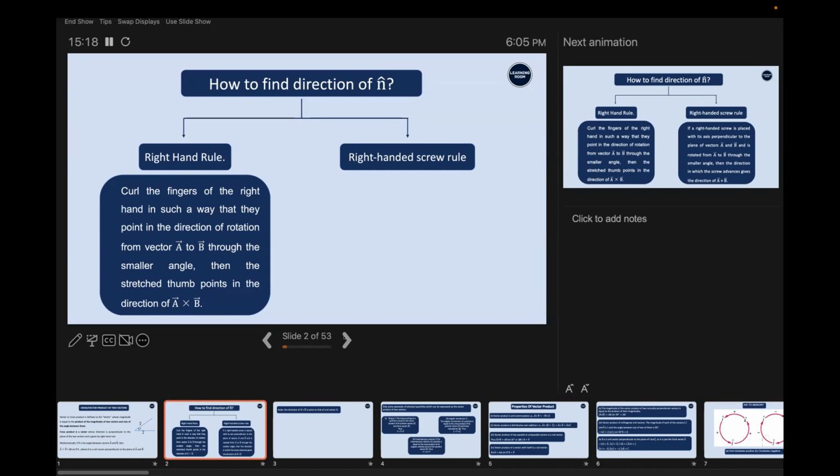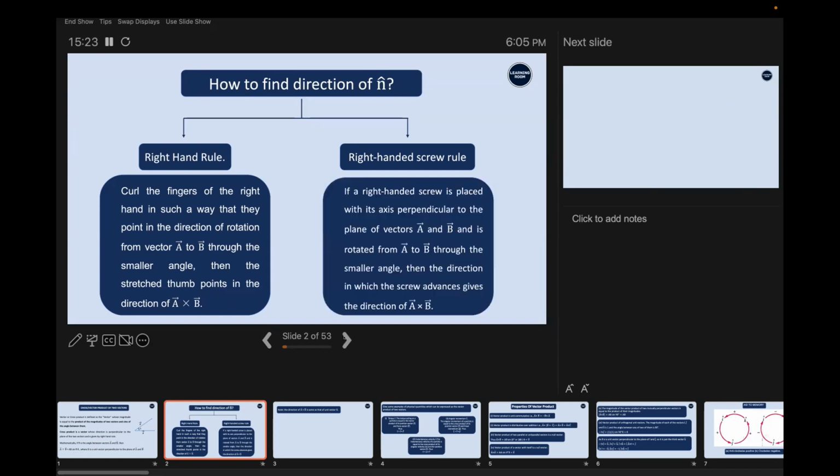Having said this, let us see what is the statement for the right-handed screw. If a right-handed screw is placed with its axis perpendicular to the plane of A cross B, meaning this is the plane which contains A vector and B vector, I take a screw and I place it perpendicular. Imagine a screw in your hand and it is placed perpendicular. If it is rotated from A to B through the smaller angle, then the direction in which the screw advances gives the direction of A cross B.